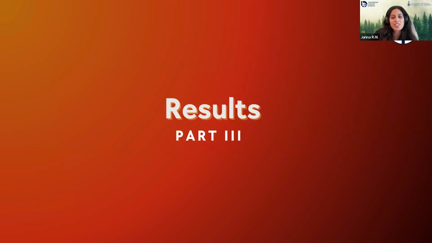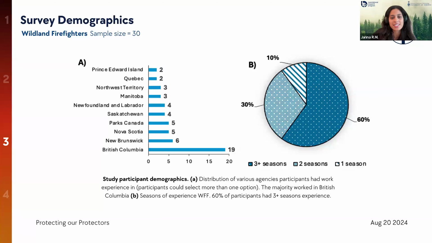Thank you, Arani. So for this next section, we'll go through the main findings of the study, starting off with survey demographics. Our study sample was 30 participants, and in Figure A, you can see the distribution of fire agencies of participants, where they could choose more than one option, as it's common for wildland firefighters who work across Canada. The majority of our sample, about 63%, had experience in British Columbia. Secondly, in Figure B, you can see that 60% of wildland firefighters in our study had 3 or more seasons or years of experience. 30% had 2 seasons of experience, and 10% had only worked a season.